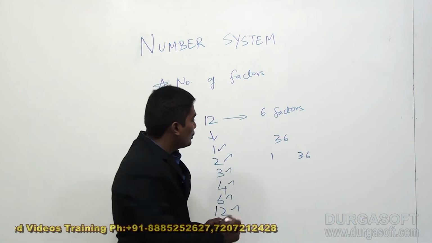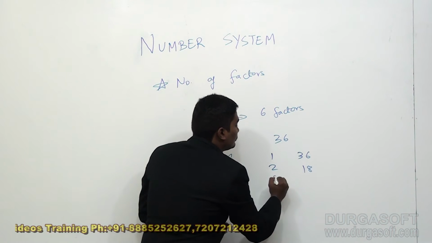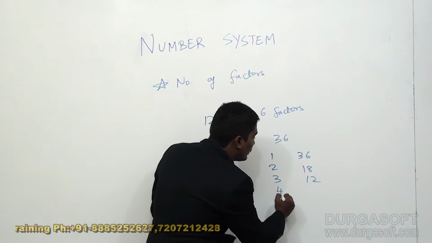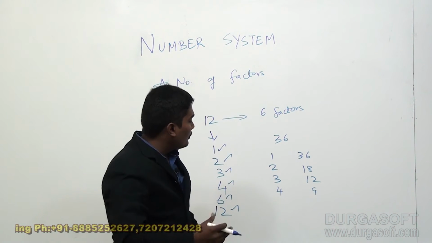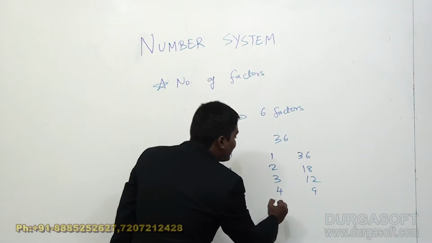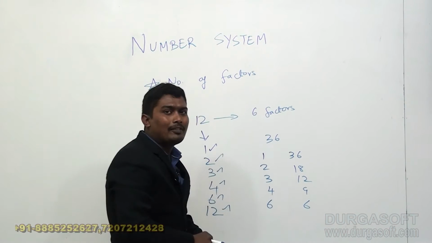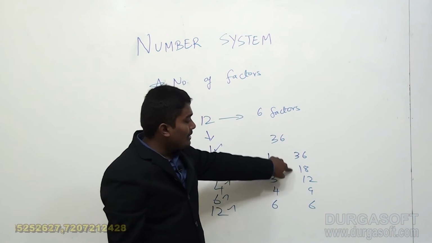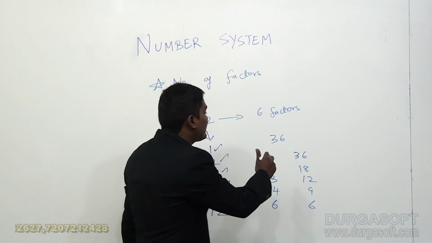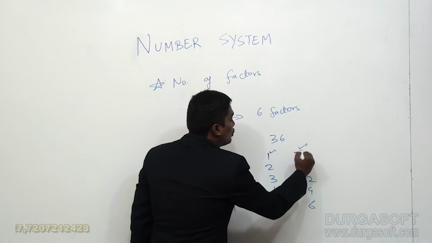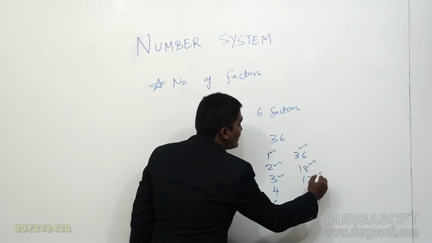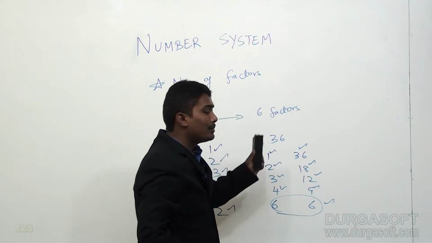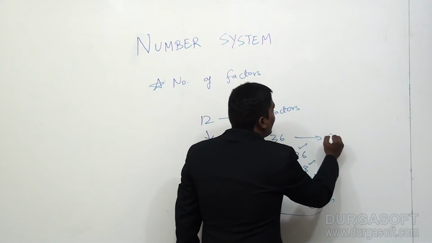Next, second table, 2 into 18, 3 into 12. After 3, fourth table, 4 into 9. Fifth table, it does not divide. Next, sixth table, 6 into 6. After 6, seventh table, eighth table, ninth table, starting from 9, all the other numbers I have written here. So which means this number 36 has got 1, 2, 3, 4, 5, 6, 7, 8, and these both are same, 9. So this number 36 has got 9 factors.